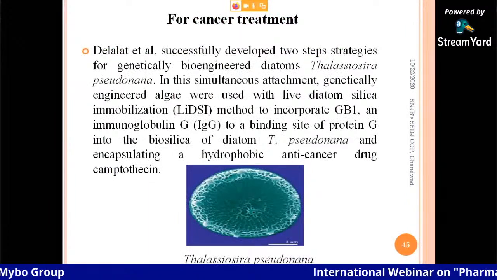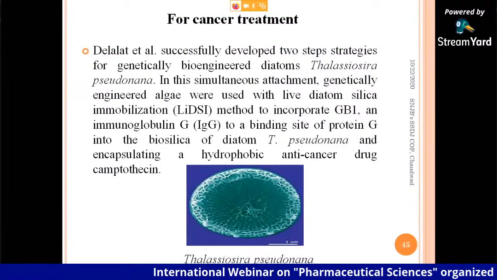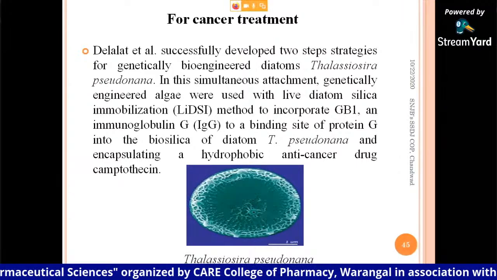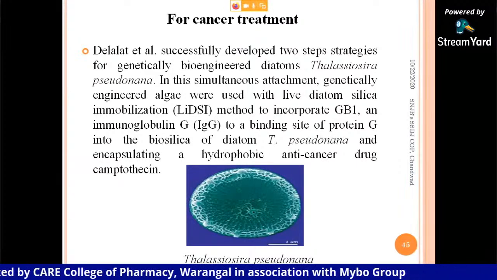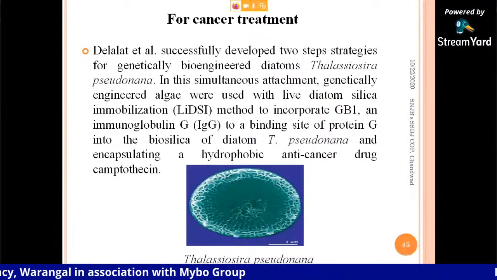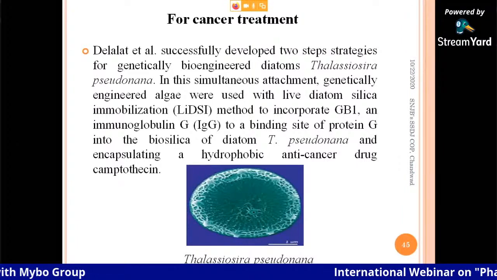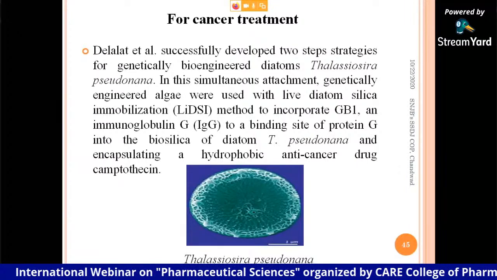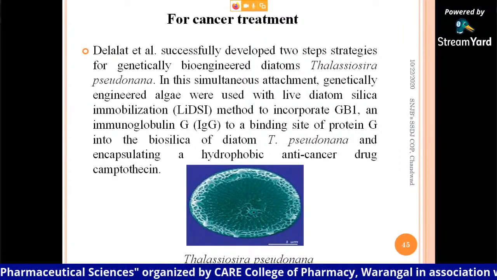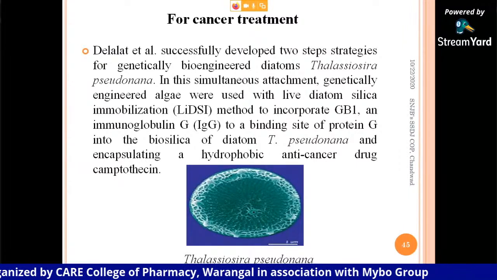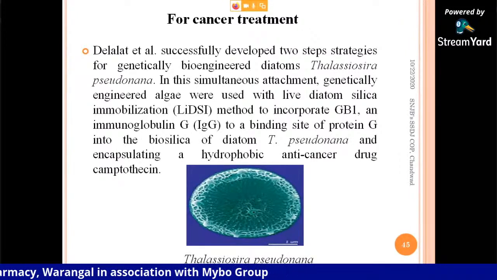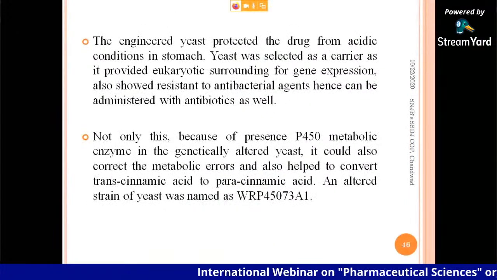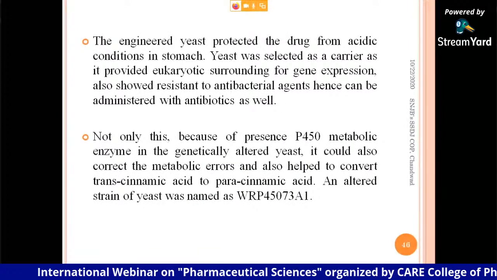These are a couple of examples of algae used for cancer treatments. They are genetically modified diatoms like Pseudonitzschia. The genetically engineered algae are attached using the live diatom silica immobilization method. They are incorporated with various immunoglobulins at a binding site, with the biosilica diatoms encapsulating a hydrophobic anti-cancer drug like camptothecin. So this is the drug which is incorporated. This is one of the examples for algae. Nevertheless, this research is going very slowly because of some disadvantages associated with it.